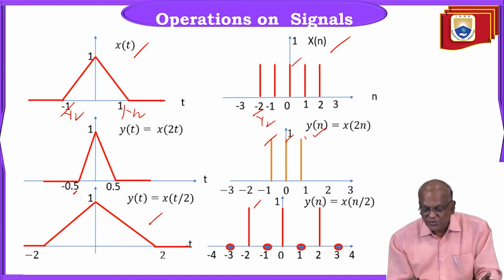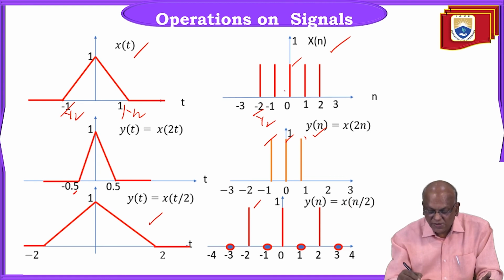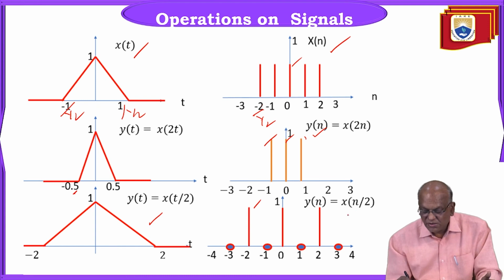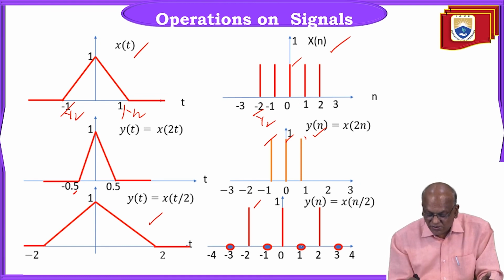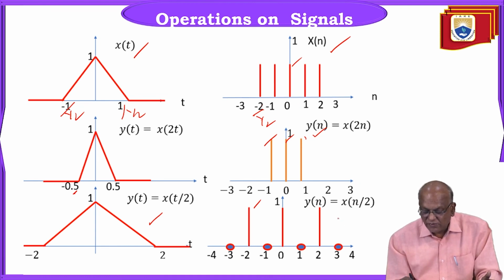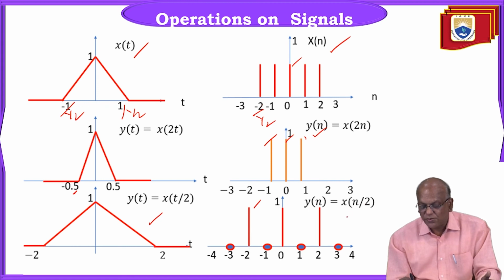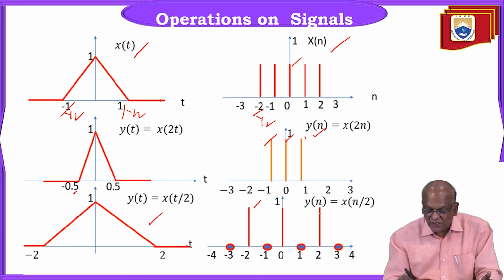y of 0 equal to x of 0, nothing but x of 0 value equal to 1. We put as 1. Suppose y of 1. y of 1 equal to x of 1 by 2. x of 1 by 2 value equal to 0. That's why I put a 0 sample. And y of 2 equal to x of 2 by 2, x of 1, and x of 1 value equal to 1. We take as 1. Now y of 3 equal to x of 1.5, and x of 1.5 value equal to 0.